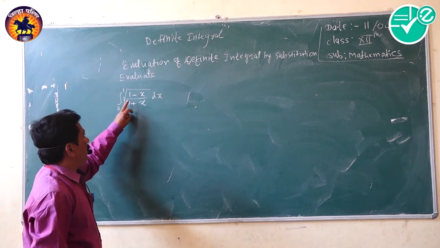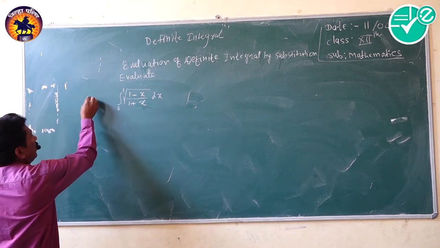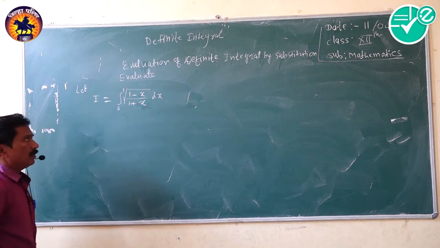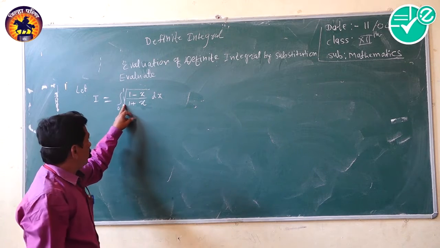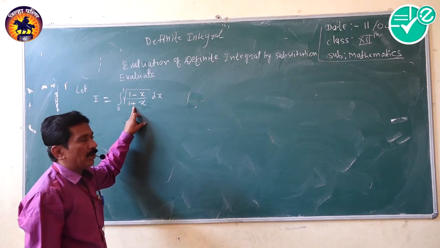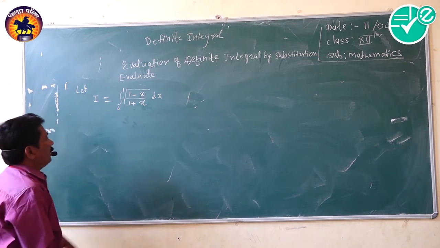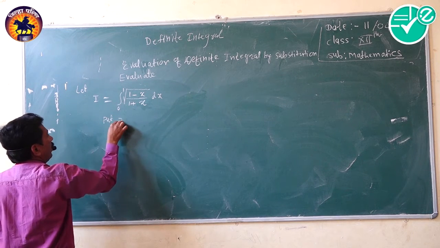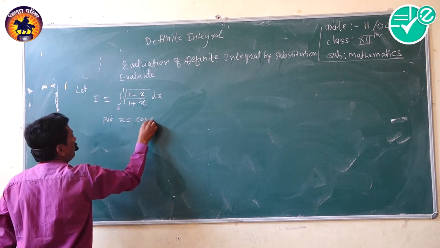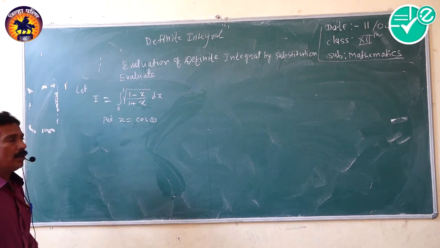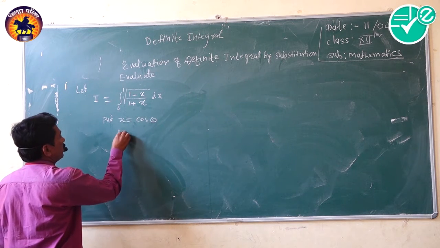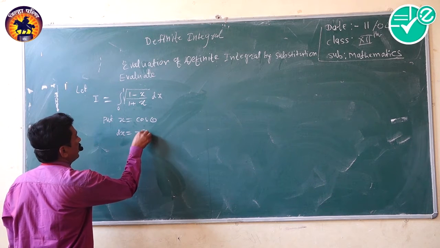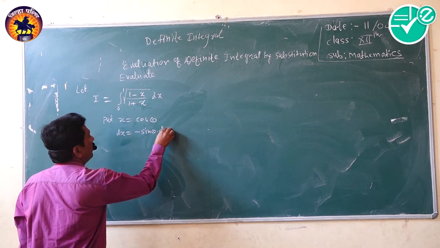Now let I be equal to this function, the square root of (1 minus x) divided by (1 plus x). In this function, put x equals cos theta. Therefore dx is equal to the derivative of cos theta with respect to theta, minus sin theta d theta.